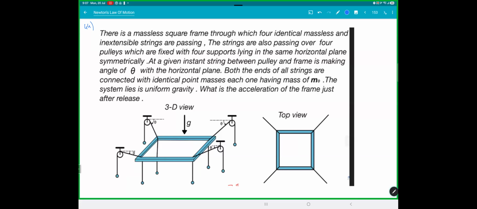Did you guys get the question? So there is a massless frame. That's an important word. So there are 4 strings. So everything is symmetrical. Gravity is acting. And the 2 things both have mass m. If you leave the system at this instant, just after release, what is the acceleration of that frame?